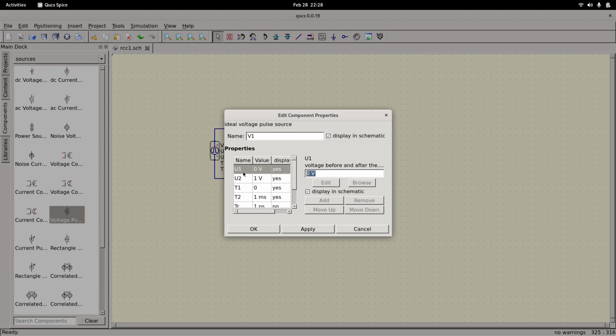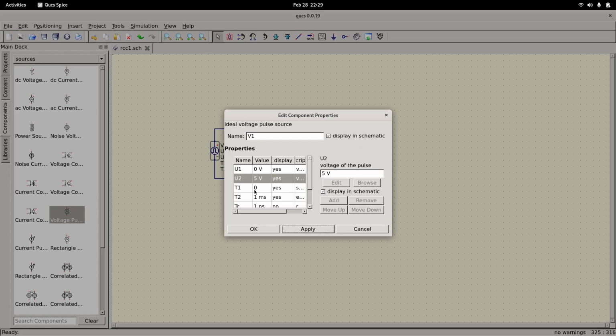See, these are the properties of the voltage sources. The pulse source given. U1 is the low value. T is equal to 0 is by default. So we are not changing it. U2 is the value at which the signal is high. So let it be 5 volt.